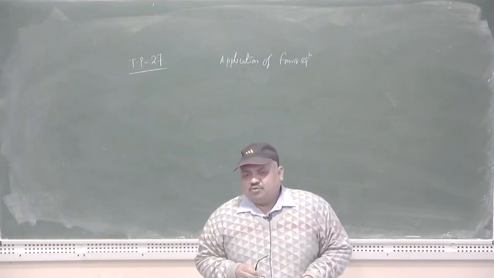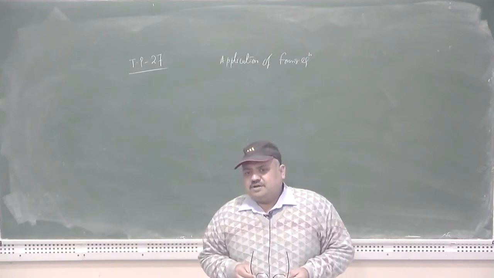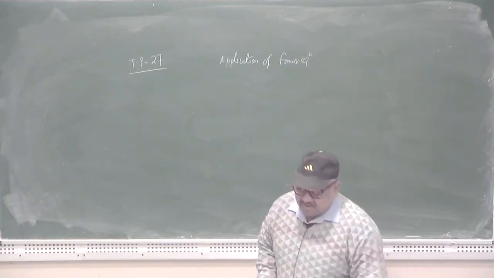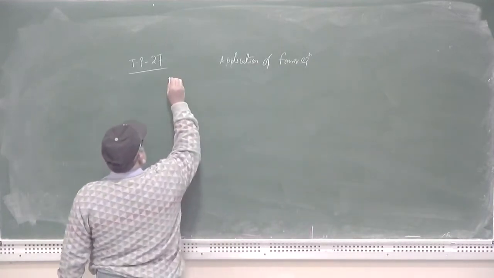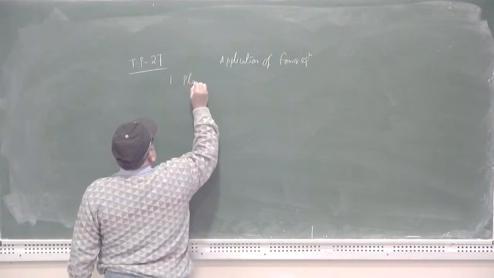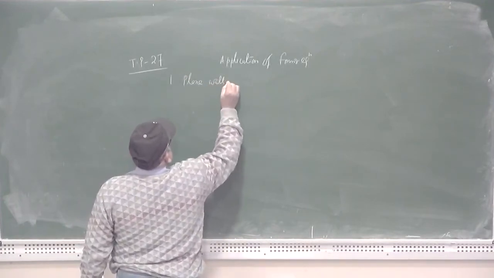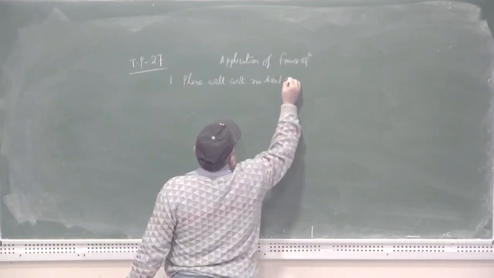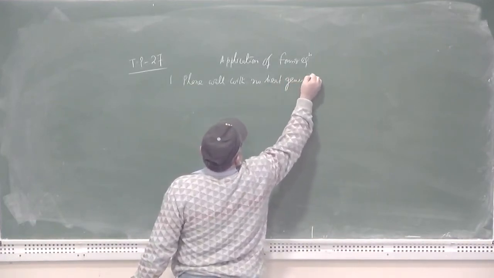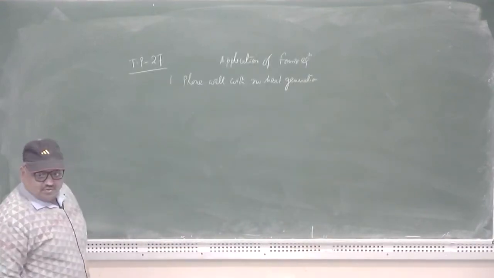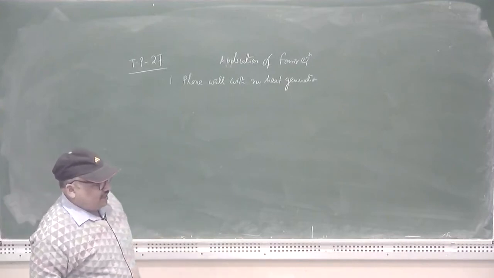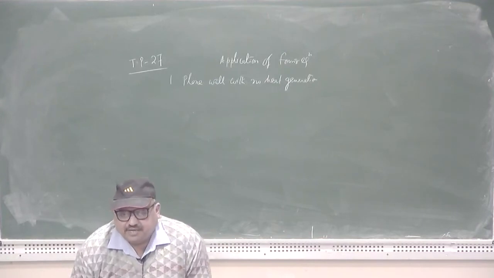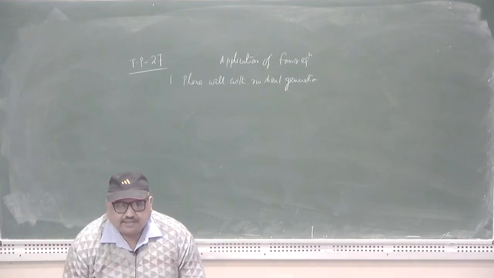So let us go through the aspects of heat transfer in the system when there is no heat generation. Let us take the case of a plane wall, the plane wall with no heat generation. This principle can be effectively used to establish an analogy between the heat flow and electrical circuits.